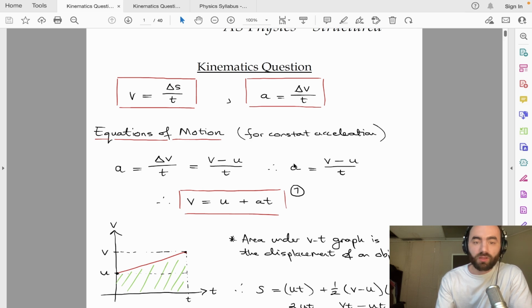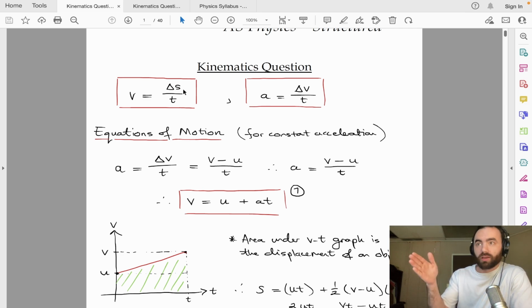So we're dealing with the equations of motion for a constant acceleration. We have two things to start off with here, velocity and acceleration. Velocity is the change in displacement divided by time, and acceleration is the change in velocity divided by time. Displacement is simply distance in a specific direction.